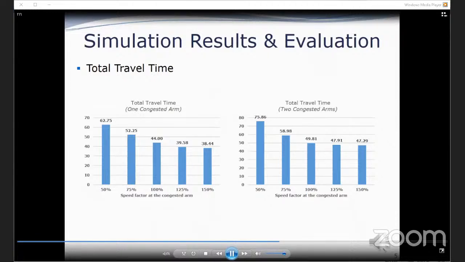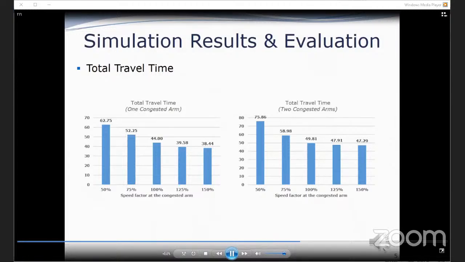In general, the results given in these figures show that increasing the speed on congested arms of the roundabout can minimize the total travel time. However, after a certain threshold, the improvement becomes marginal. As more arms become crowded, the increment threshold becomes smaller.